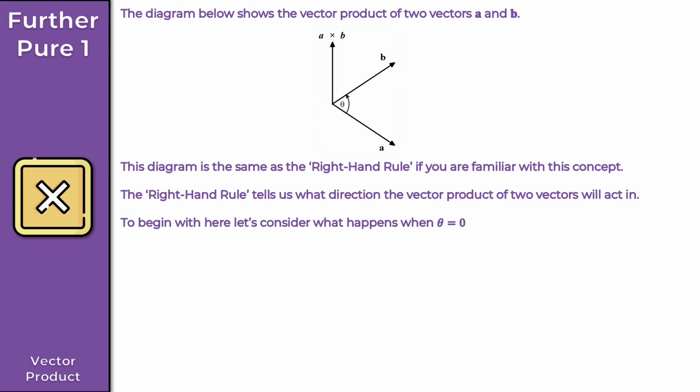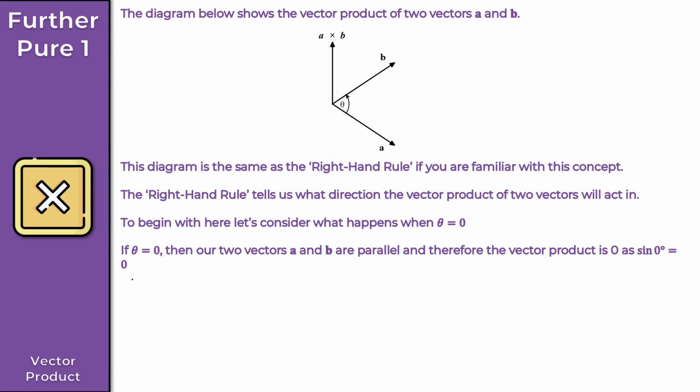So to begin with, let's consider what happens when theta equals 0. What I would recommend here is that you pause the video and have a think about this. What would happen when theta equals 0? And also think about what would happen as theta increases from 0 to 90 degrees, and again as theta increases from 90 degrees to 180 degrees.